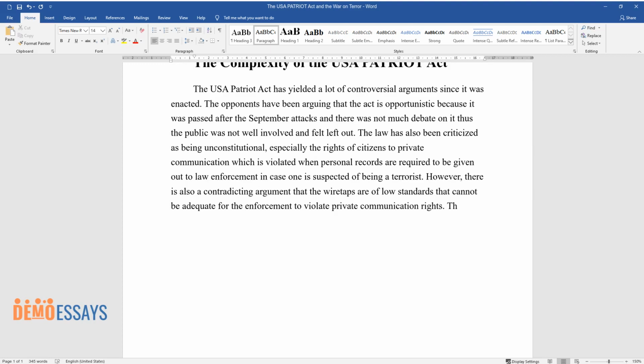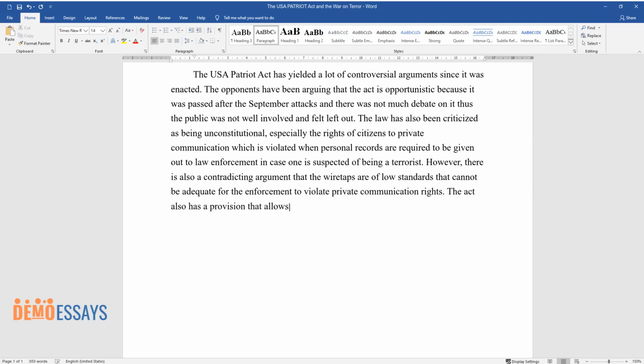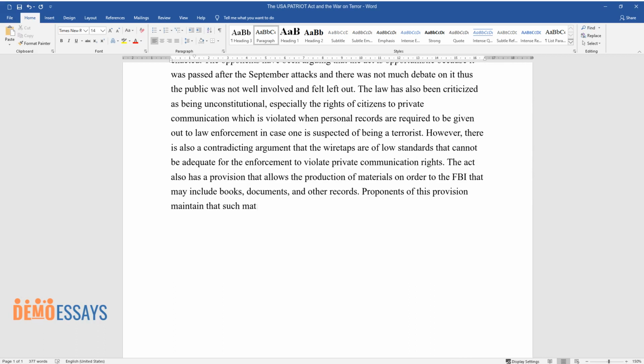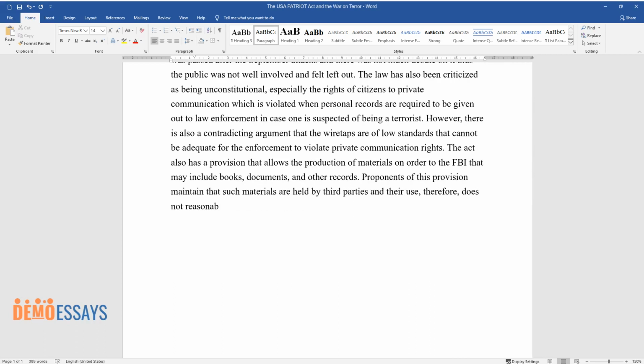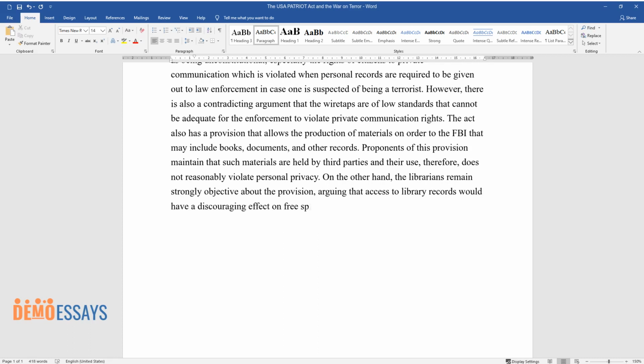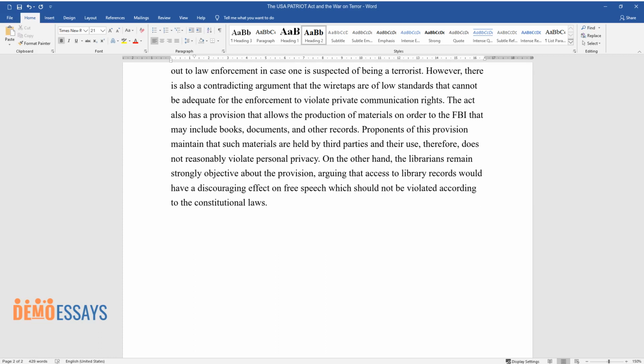The Act also has a provision that allows the production of materials on order to the FBI that may include books, documents, and other records. Proponents of this provision maintain that such materials are held by third parties and their use, therefore, does not reasonably violate personal privacy. On the other hand, the librarians remain strongly opposed to the provision, arguing that access to library records would have a discouraging effect on free speech, which should not be violated according to the constitutional laws.